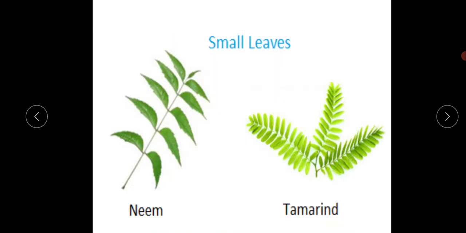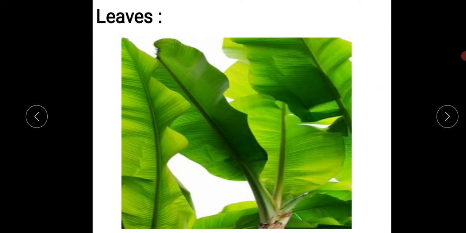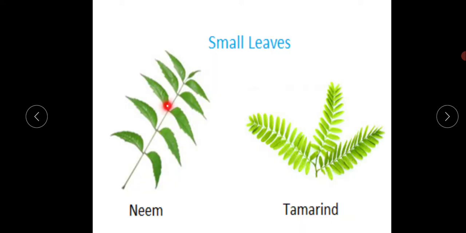The best example for small leaves is neem leaves. Look how small it is compared to this. Look how big this leaf is, but here it's very small, right? And also the tamarind leaf. The tamarind leaf also has very small leaves.